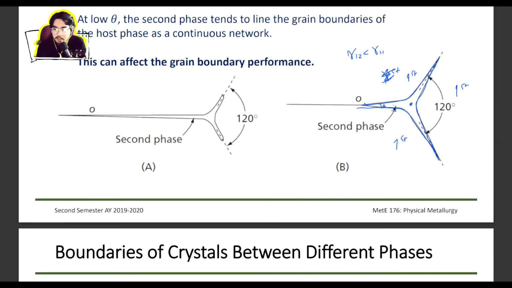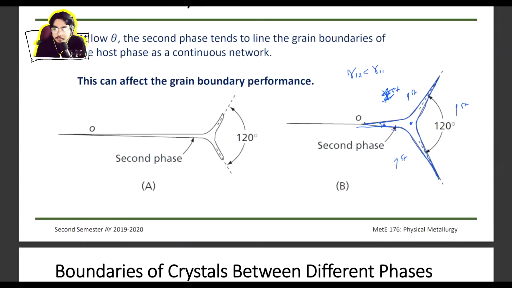Hindi siya masyado makaka-affect. Pero what does affect it is if sobrang nipis nitong dihedral angle na to. So if sobrang liit niya, something like this, ang tendency niya is magpuproduce siya ng network along the grain boundaries. Sobrang haba na network such that it produces a thin film, no? Itong thin film na to is surrounding every grain. So parang grain boundary na ganyan, tapos may thin film ka of the second phase. Ito yung grain boundary. So this is very detrimental, no?